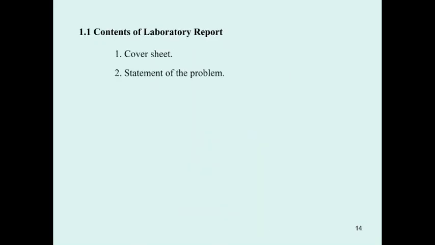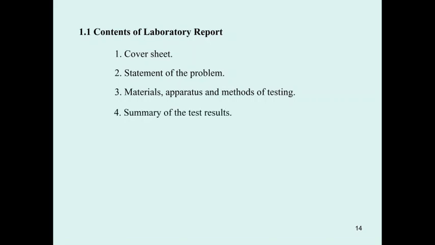The content of the lab report is going to have the cover sheet. I will talk about the latter. The statement of the problem, the material, apparatus, and method of testing. The second and the third items you may copy from the laboratory manual. And the fourth, you're going to present the summary of the test result. All the test results that you have during the test, you're going to write, do detailed calculation, and put them in the appendix of the lab report. But the summation you're going to put here.